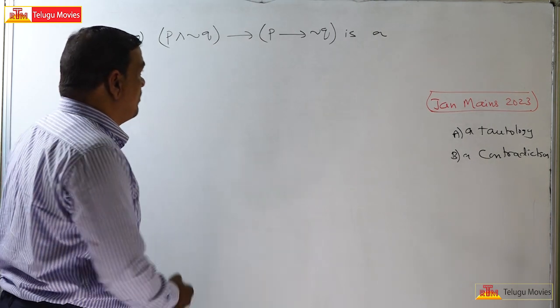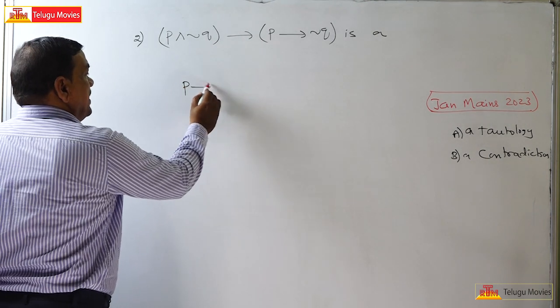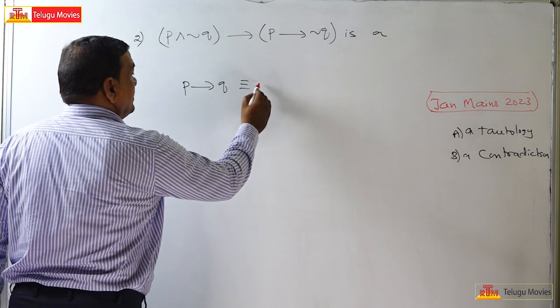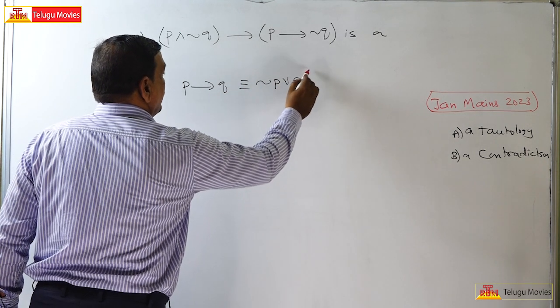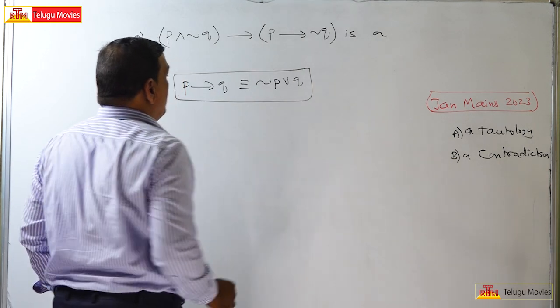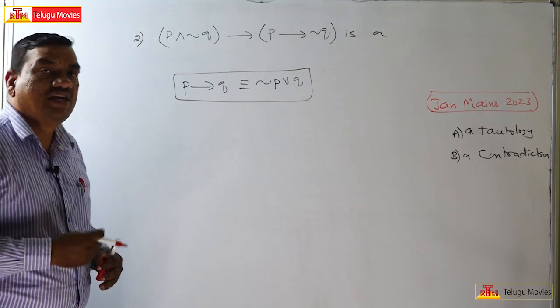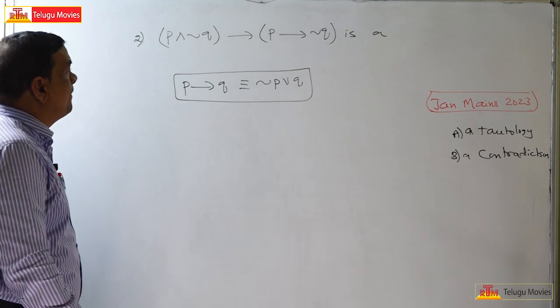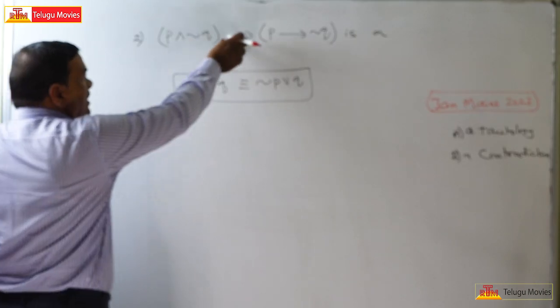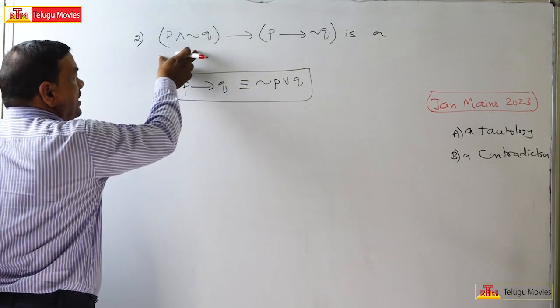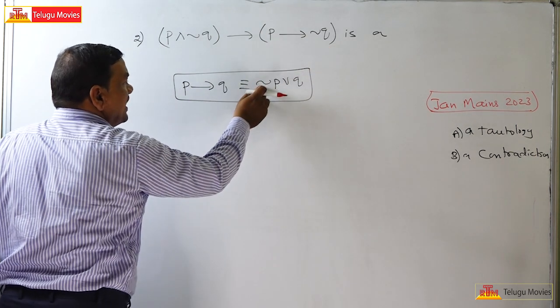So we have the formulas. What is the formula? P implies Q is logically equivalent to negation P or Q. So here, this is P implies Q, which is negation P or Q.